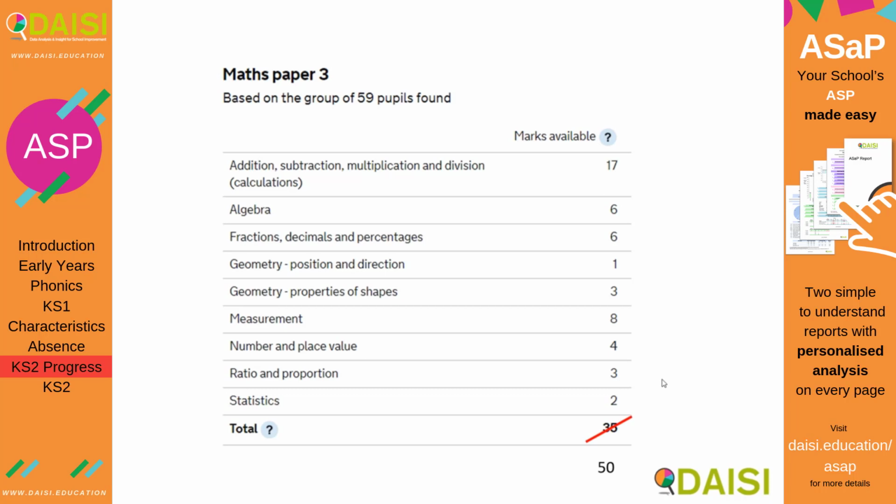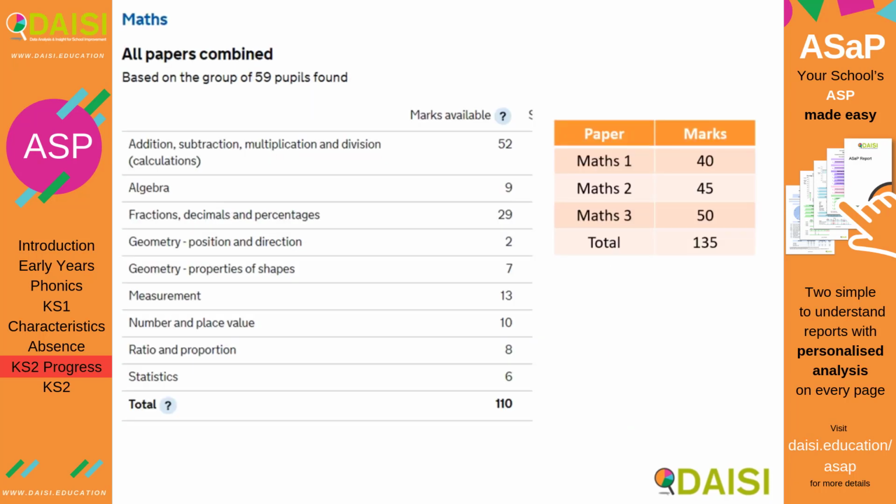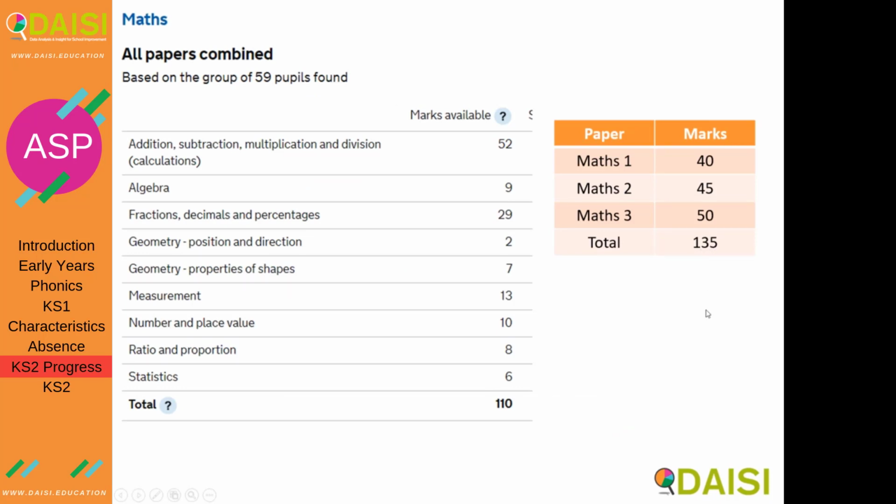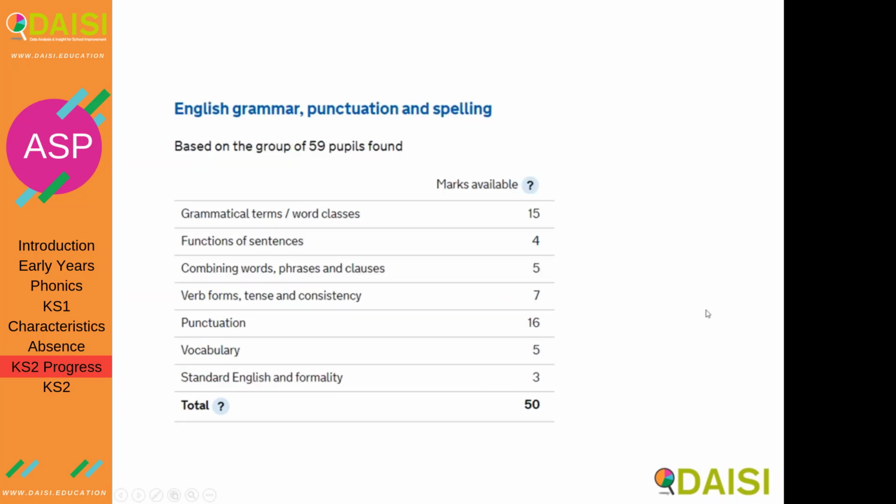And what I believe has happened is that somebody has assigned a question to more than one different category and awarded full marks to each. So a 2-mark question, they've put 2 marks in calculations and 2 marks in algebra. And really, you should be putting 1 mark into each. So out of 110, they've allocated 135 marks. Similarly for GPS, SPAG, out of 50 marks that are available excluding the spelling, there are 55 allocated to the individual strands. That for me is a bit of a problem.